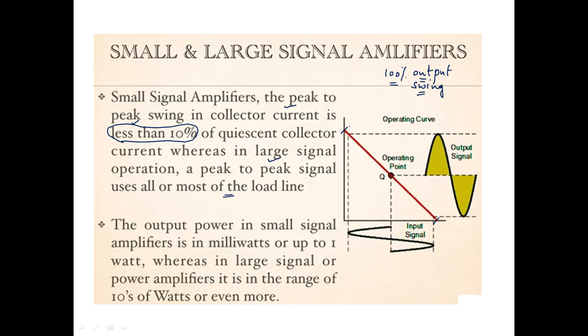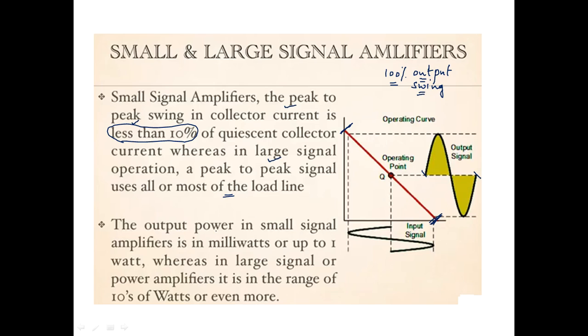So, you can observe that this is the characteristic of a large signal amplifier, not of a small signal one. You can very clearly observe that the entire load line has been utilized, so that the output signal is obtained for 100% swing of the input signal. That is the main point involved.